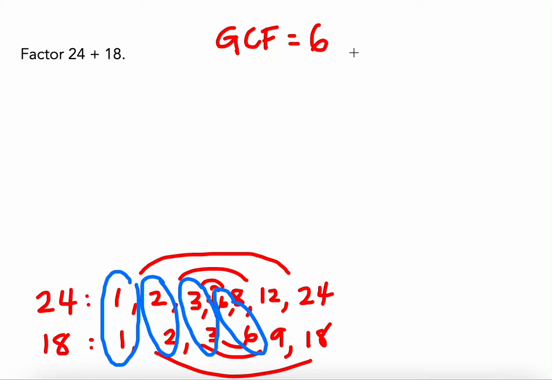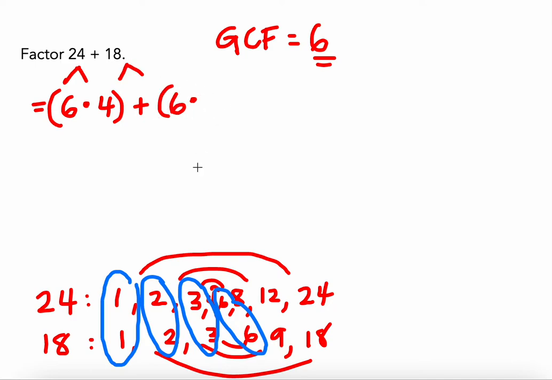Remember, you can also use your prime factorization tree to find your GCF. Okay, so if my GCF is 6, I'm going to break down 24 plus 18 into their factors using 6. So 24 plus 18 could also be 6 times, let's see, for 24, it was 6 times 4, plus, remember I want to use the 6. 6 times what will get me to 18? 6 times 3 will get me to 18.